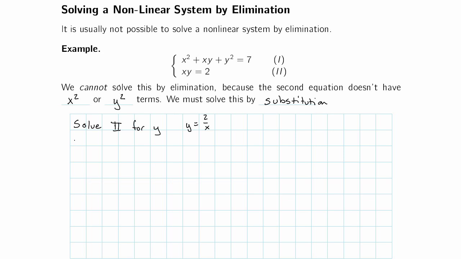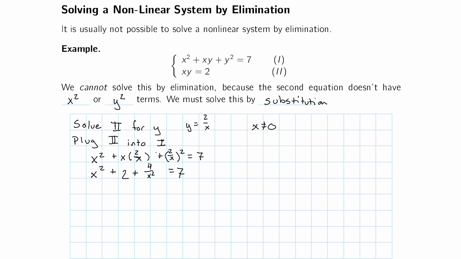And then we'll plug that into 1, and we'll have x squared plus x times 2 over x plus 2 over x squared is 7. Let's see, multiplying this out, x squared plus x times 2 over x is, well, it's 2 as long as x is not 0, right? We can only do this if x is not 0. Plus 2 over x all squared is going to be 4. That's 2 squared over x squared.